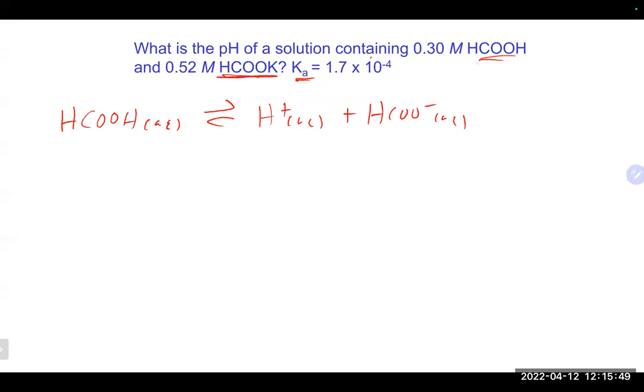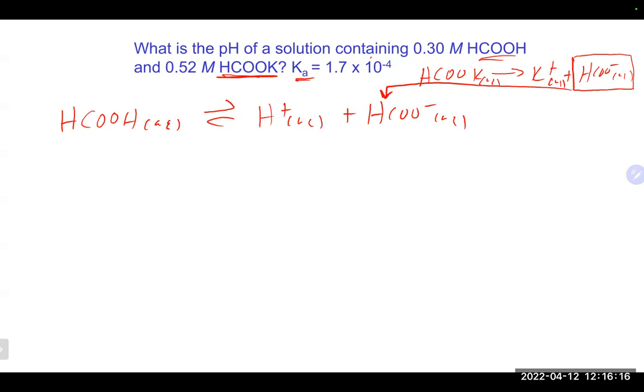This guy over here is a salt in this case. And again, that means it is going to 100% break apart in solution into K+ and some formate. That means that obviously here, the common ion would be our formate that we have here.